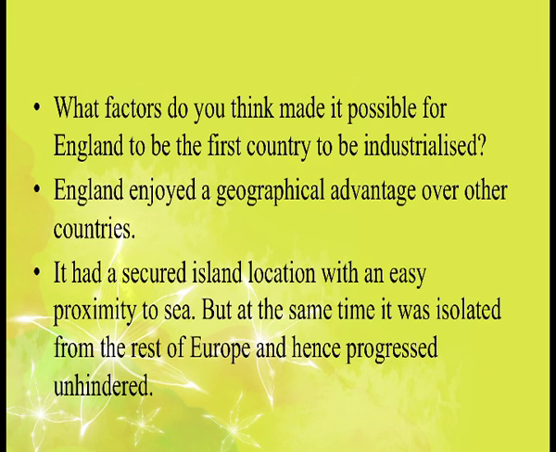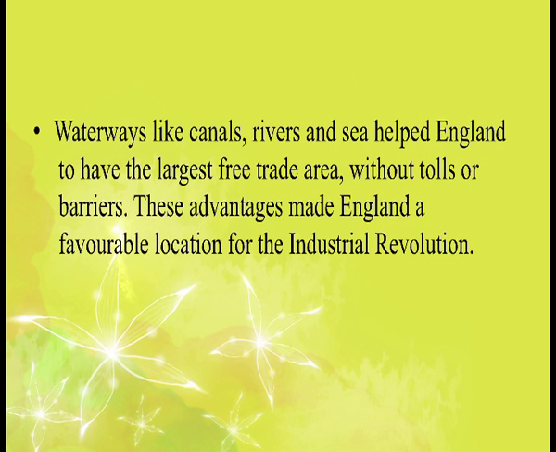England enjoyed a geographical advantage over other countries. It had a secured island location with an easy proximity to sea, but at the same time it was isolated from the rest of Europe and hence progressed unhindered. Waterways like canals, rivers and sea helped England to have the largest free trade area without tolls or barriers. These advantages made England a favorable location for the Industrial Revolution.